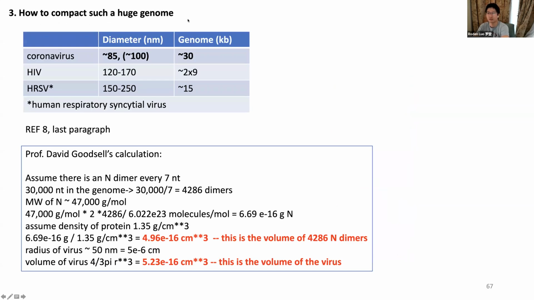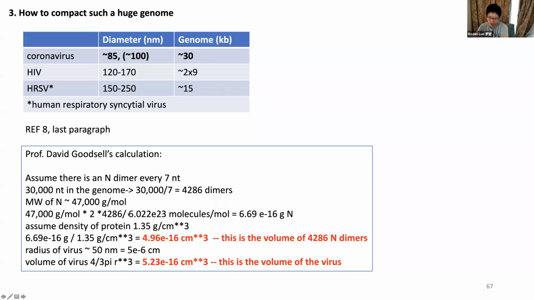The third question, which is a very critical point, is how to compact such a huge genome. In the last paragraph of the 8th paper I presented, it has statistical information that the coronavirus diameter is 85, but most other reviews or papers I found say around 100 nanometer. But the genome size is 30 kilobase. HIV is much larger and has a shorter genome. HRSV and other viruses are again much larger with a smaller genome.